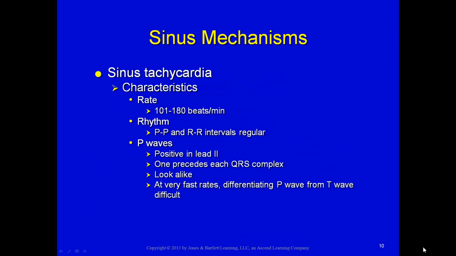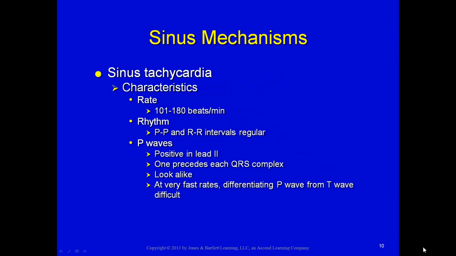Now, sinus tachycardia is just the opposite. Instead of it being too slow, this is a rhythm that originates in the SA node, but it's beating too fast. So sinus tachycardia, by definition in this book, is a rate somewhere greater than 100, like 101, all the way up to 180 beats a minute. Now, you know, the SA node typically doesn't beat faster than 160, but they're taking it all the way up to 180 in this particular book.